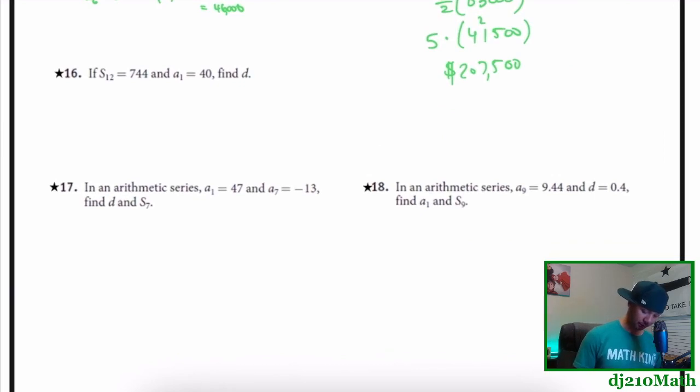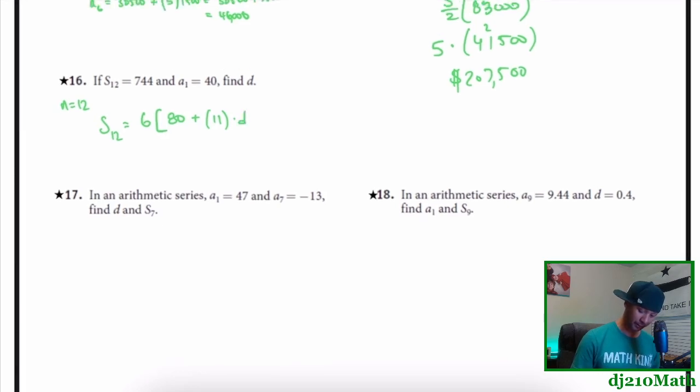16. So n is equal to 12. So s sub 12. 12 divided by 2 is 6, times 2 times a sub 1. So 2 times 40, 80, plus n minus 1, 11, times the common difference. Oh, word. We are looking for the common difference. So D, we don't know. S12, I guess we could have read the problem. S sub 12 is already 744.